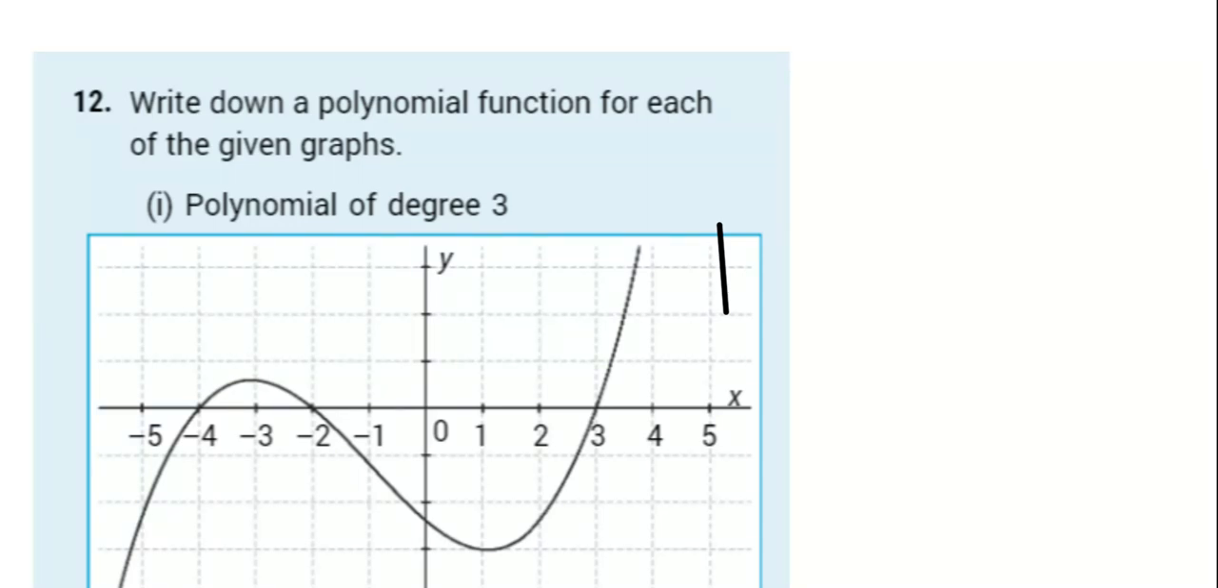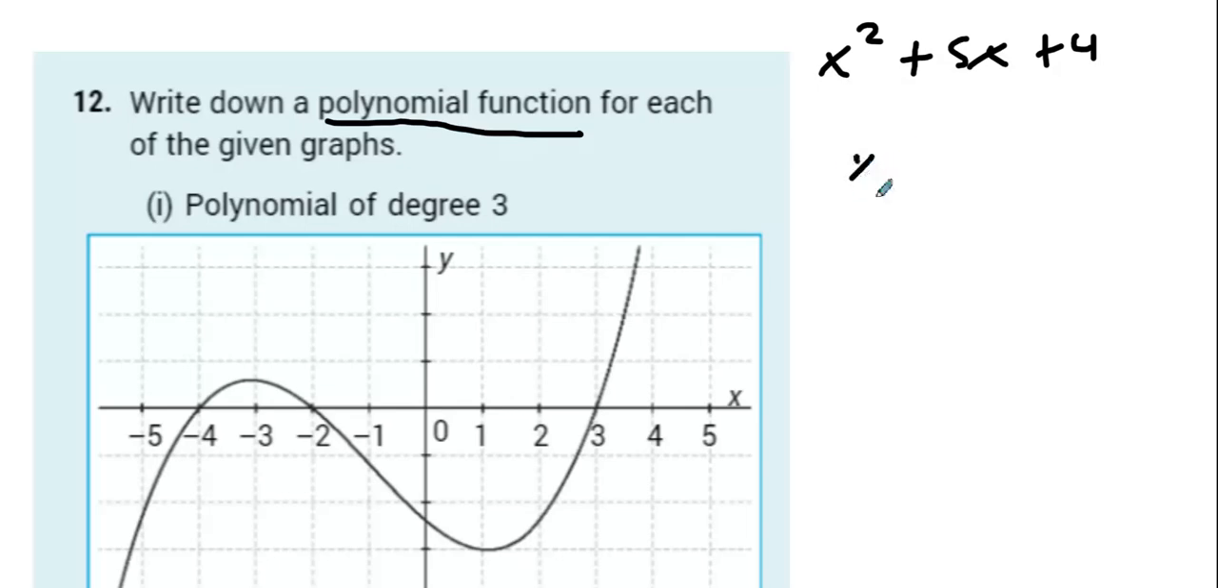Guys, following question. We have what's called a polynomial. A polynomial function is basically the equations we've been dealing with. Like x squared plus 5x plus 4, that's a polynomial. X cubed on its own is a polynomial. Anything like this is a polynomial. We all right? Okay.